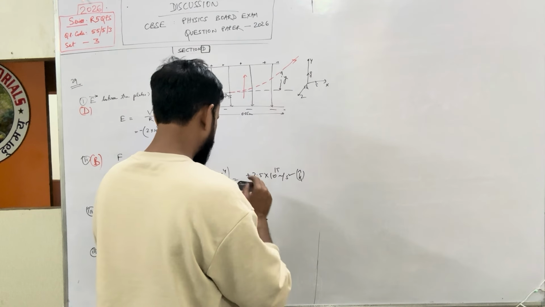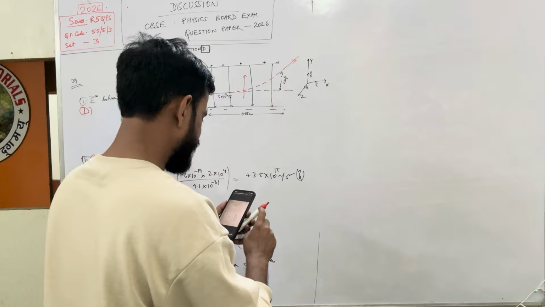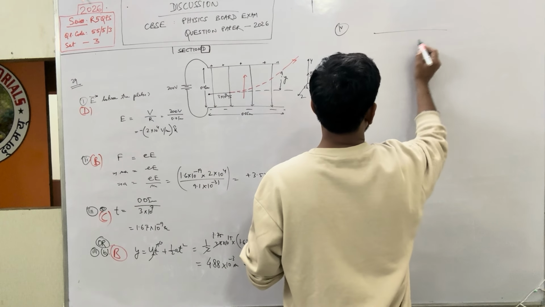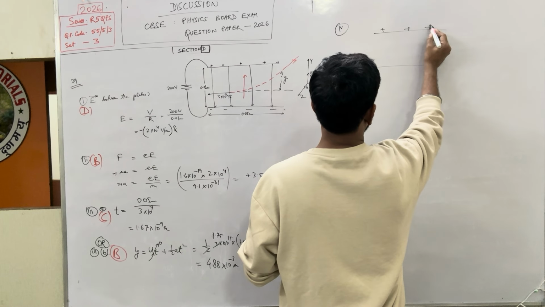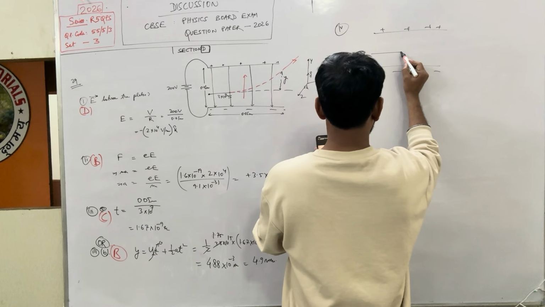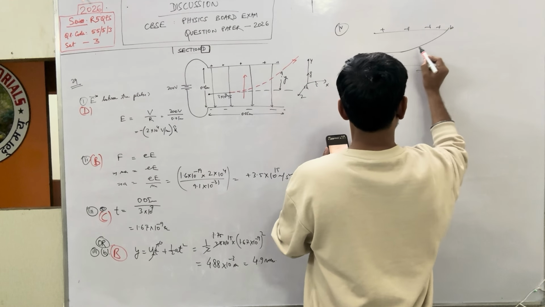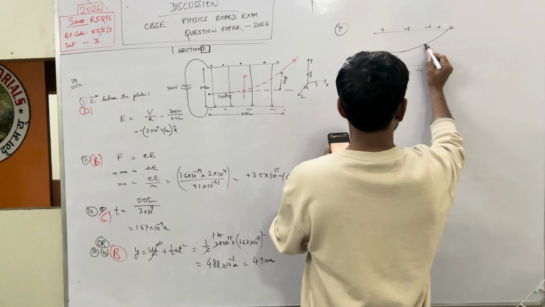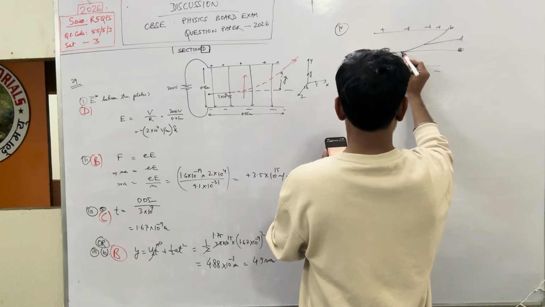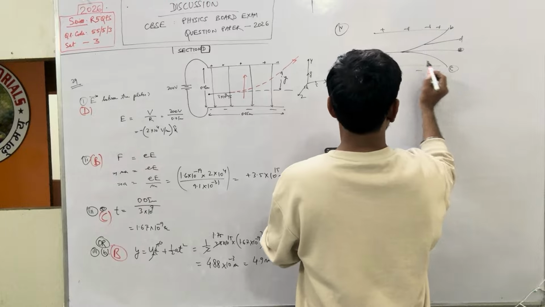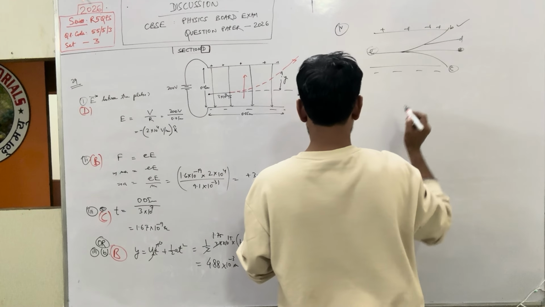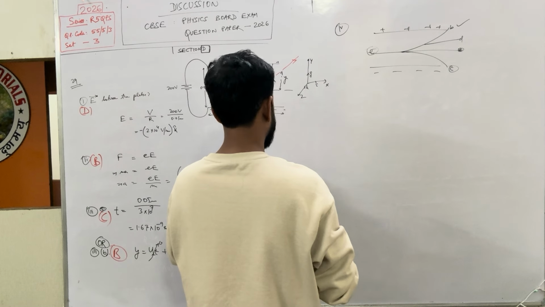The last part asks which track is the correct track. These two plates are there, plus plus plus, minus minus minus. The tracks are indicated as B, D, A, C. Since electrons are negative, it should show a parabolic path, so B should be the correct track. So the correct answer is B.